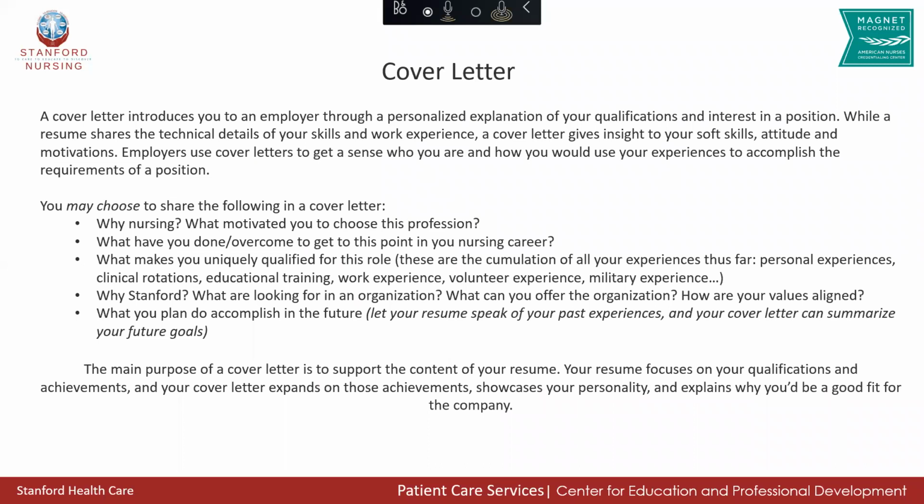So cover letter. The question Kevin and Carly and I are constantly asked is, what do we need to have in our cover letter? So remember, a cover letter introduces you to us by you explaining your qualifications and your interest in the position. Your resume is going to review all of your technical skills, your work experience and your education, but your cover letter gives you the opportunity to summarize your soft skills, your attitudes, and your motivations. It gives us a sense of who you are and how you would use those soft skills to accomplish the requirements of the position. I invite you to craft your cover letter in the best way to advertise yourself.